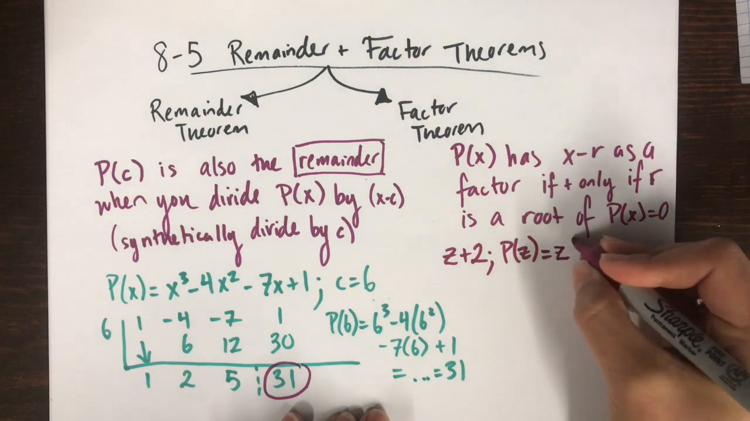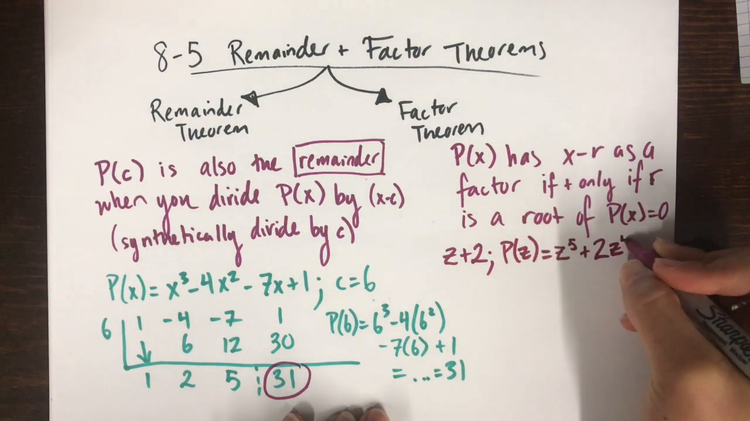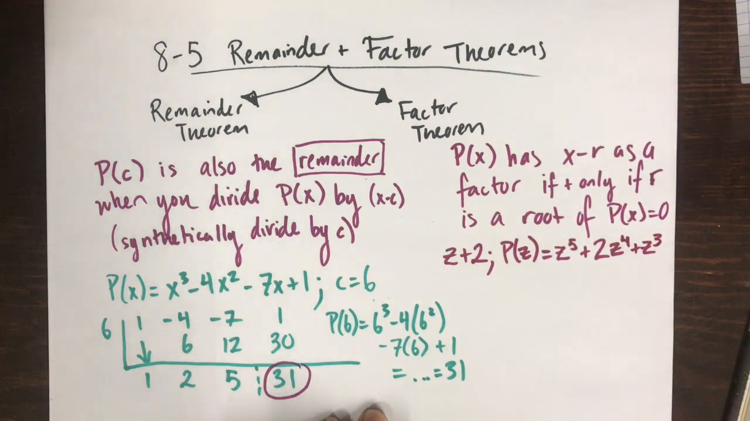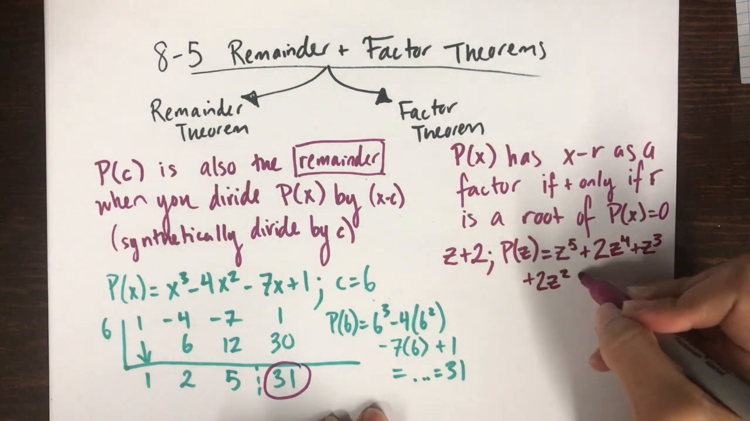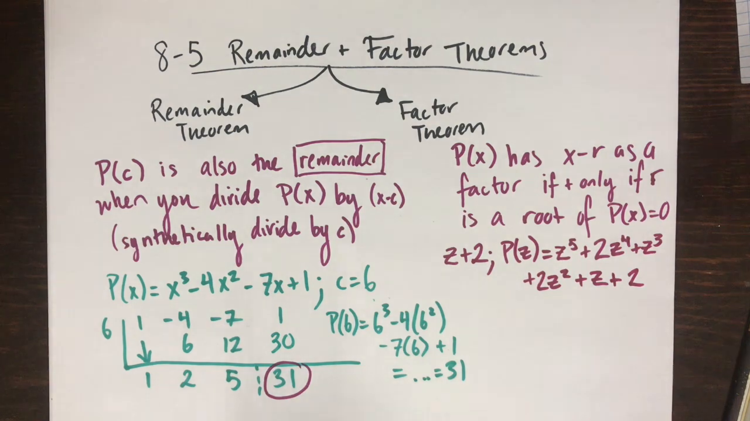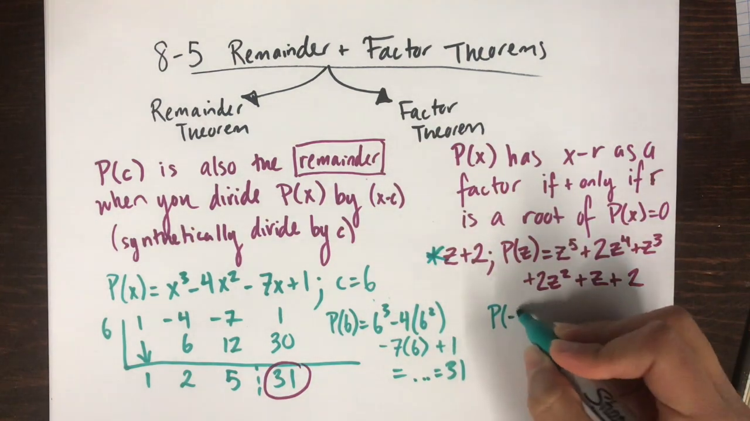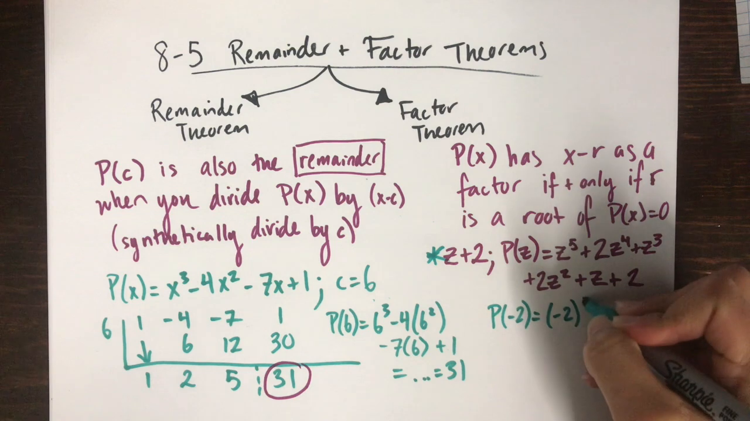So let's suppose I have z plus 2. I'm going to test if this is a factor. My p of z, my polynomial, is z to the 5th plus 2z to the 4th plus z cubed plus 2z squared plus z plus 2. So what I'm going to do is take negative 2, which is my r value, whatever makes the factor 0. I'm going to plug in negative 2 and figure out if that equals 0.